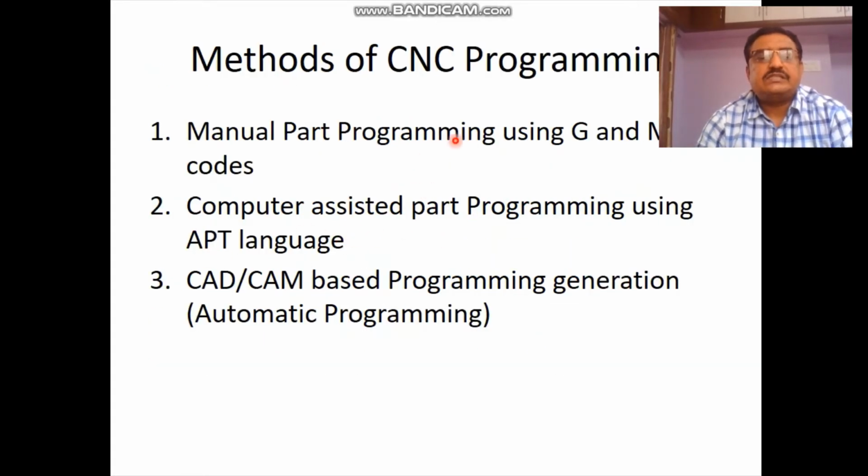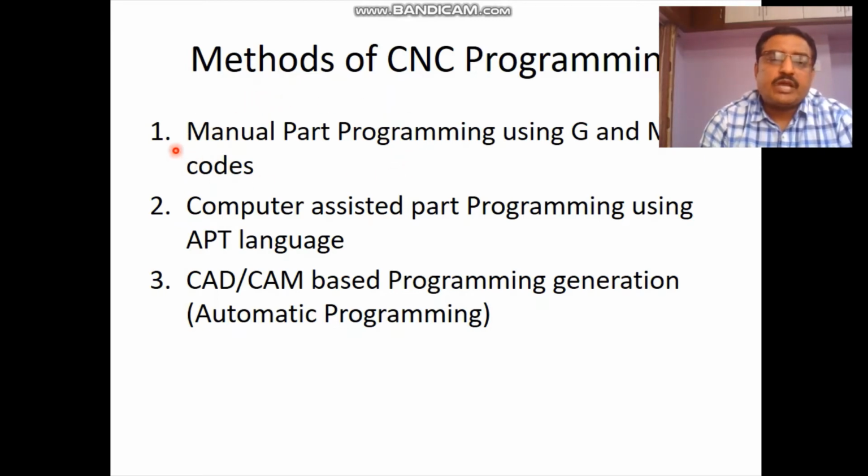Basically there are 3 methods of CNC programming. The first method is manual part programming. For a simple job, with fewer operations and simple tool path movement, it is convenient to make a program manually. The programmer has to develop a program by using G codes and M codes, and this is the important part for our syllabus. In the theory exam you have to write a program manually.